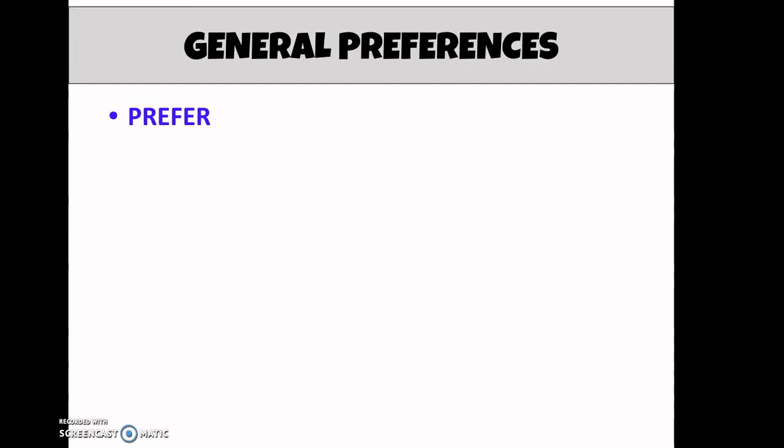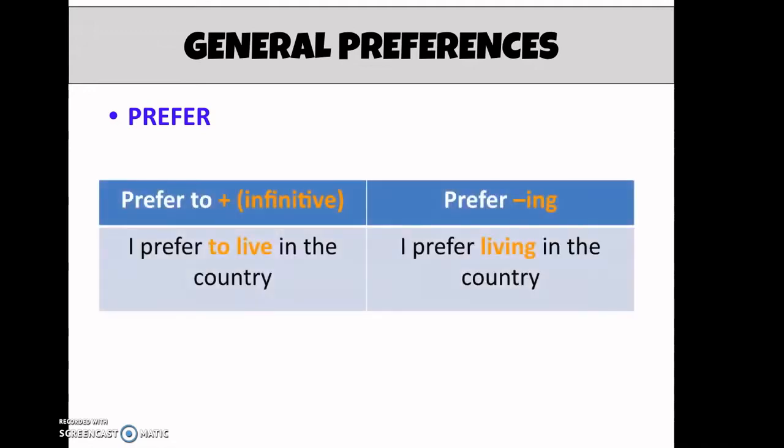If it's a general preference, the verb that we tend to use is the verb prefer. So let's take a look at some examples. We can say, I prefer to live in the country, or we could also say, I prefer living in the country. Any of the two possibilities are correct, right? Because prefer accepts the two formats, prefer plus to infinitive or prefer plus ing or gerund. Both of them would be correct and the meaning is exactly the same.